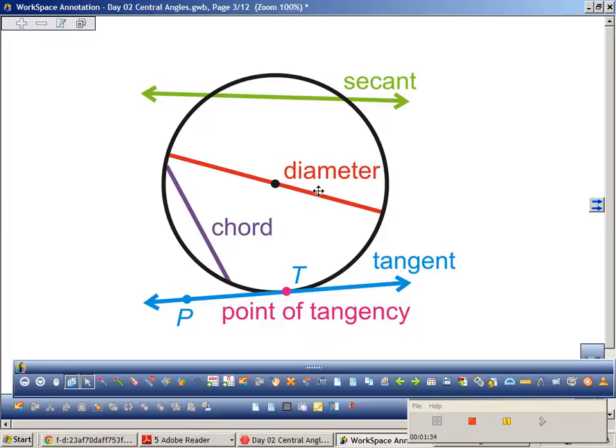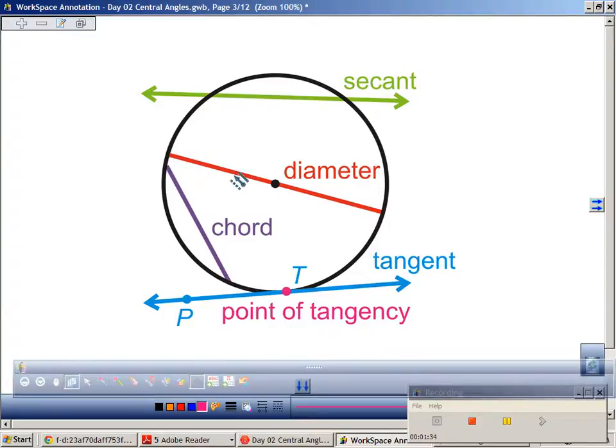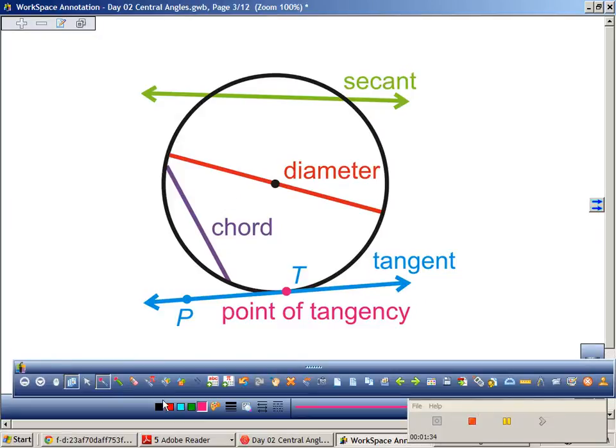So we have the diameter going all the way across. We also have a chord. You can look at it like the diameter is just a chord that goes through the center of a circle. A secant is an actual line. It's like the chord, but it extends through the circle. So it's a line that intersects the circle at 2 points. Right here and right here.